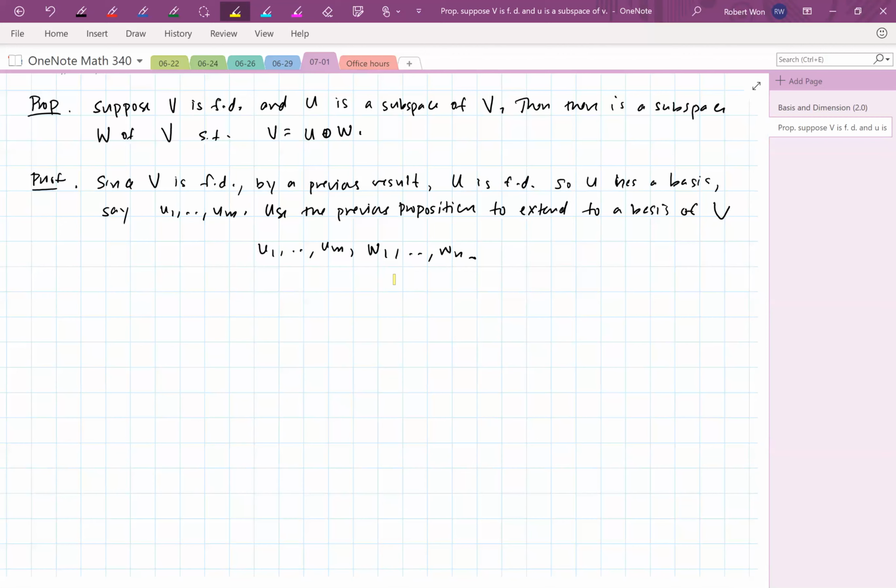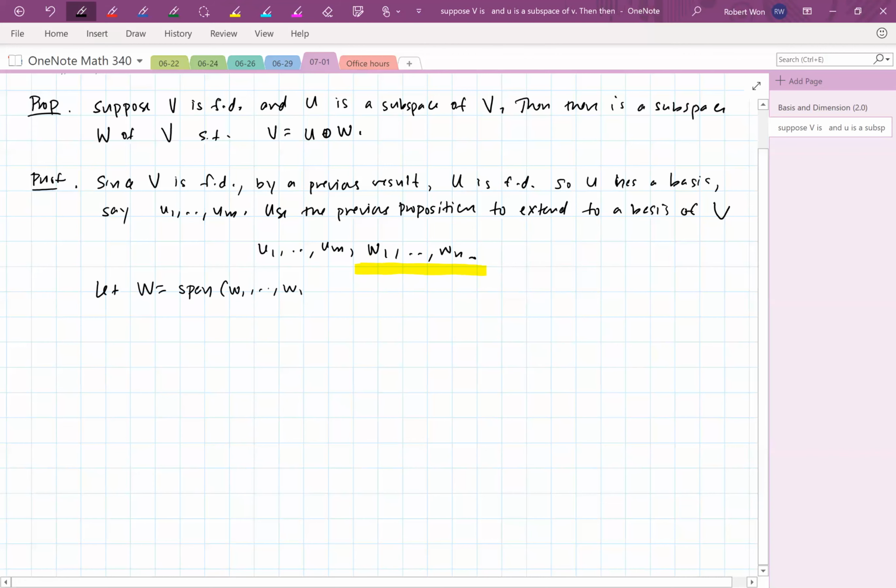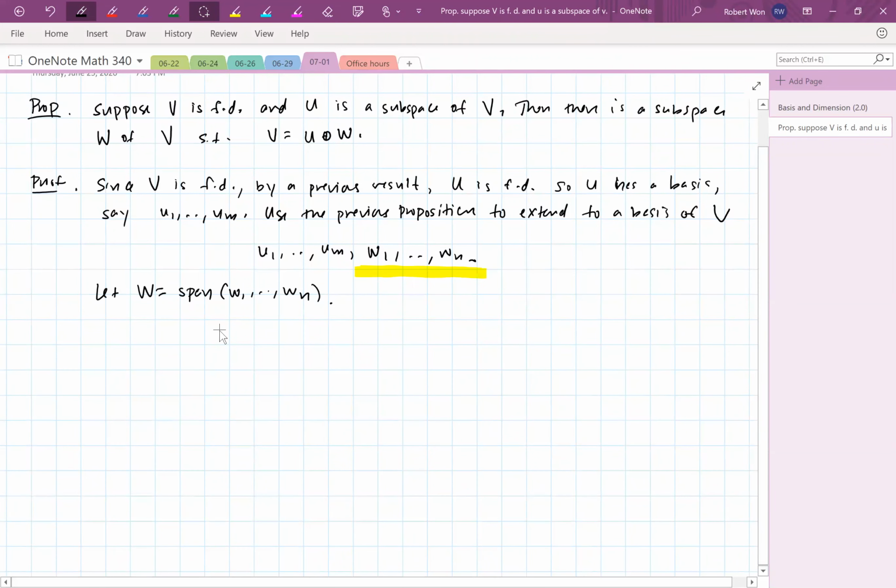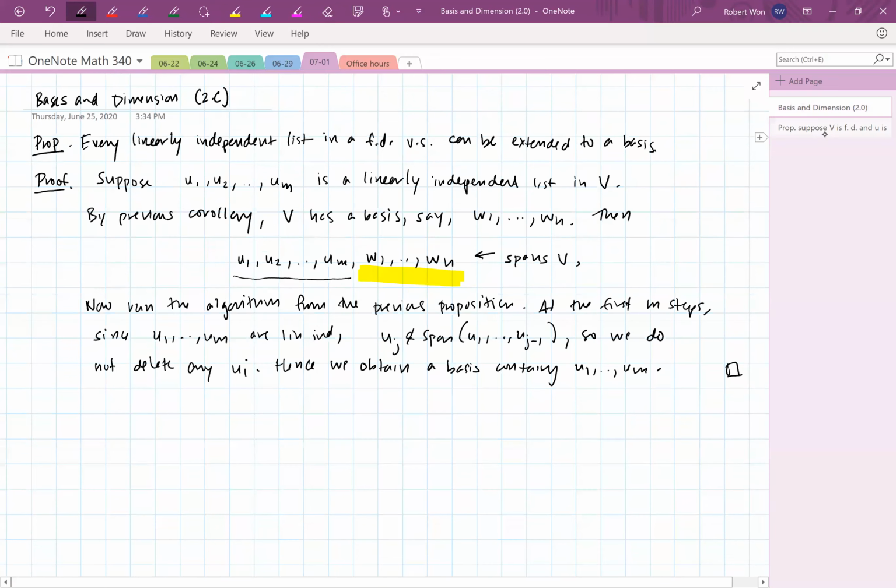Now, how are we going to find this other subspace W? One place to look is maybe if you take the span of the W's, maybe that'll do the trick. So let W be the subspace consisting of the span of the W's, which we know is a subspace. We claim that V is equal to U plus W. Oh gosh, my pen is malfunctioning. How do I fix this? Let me just click around a little bit.